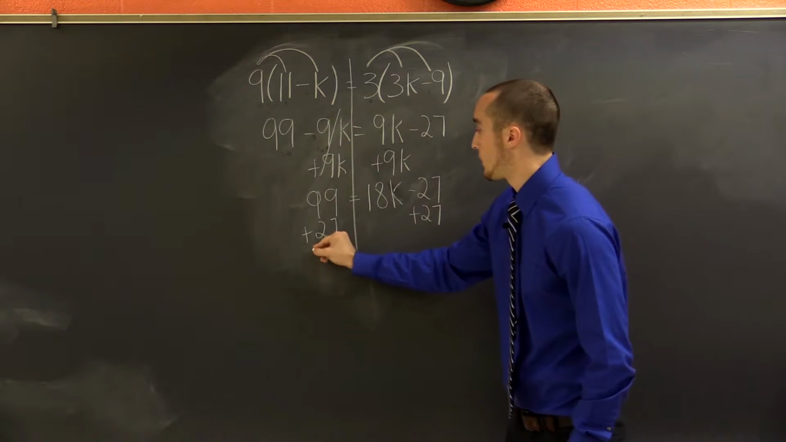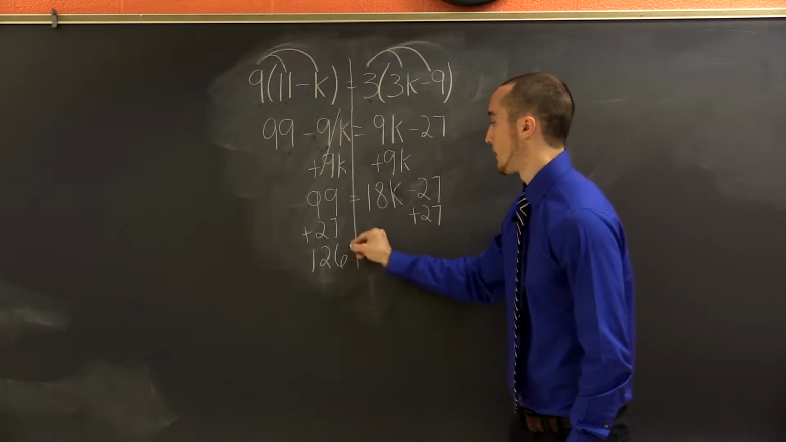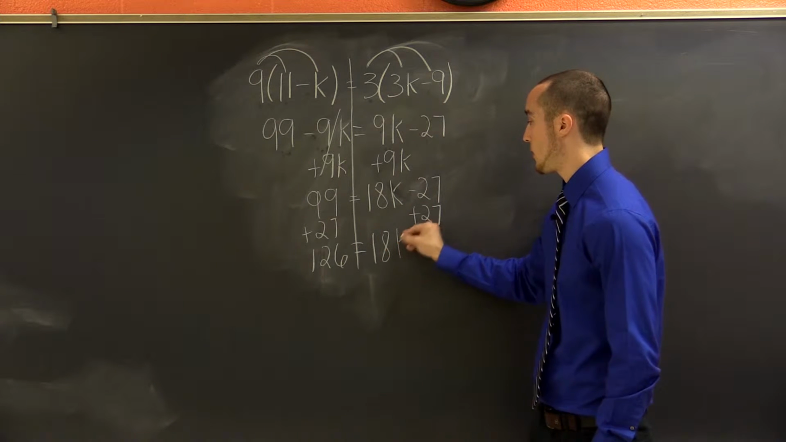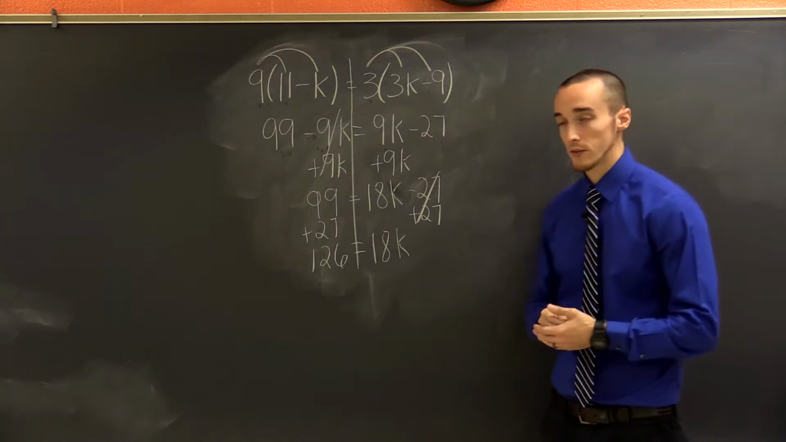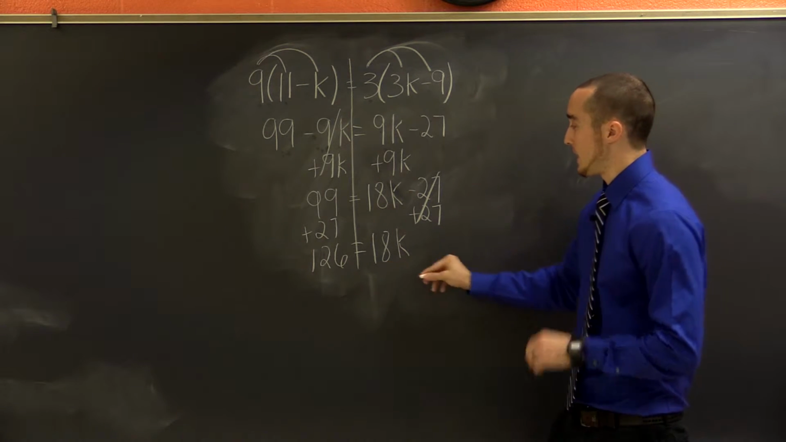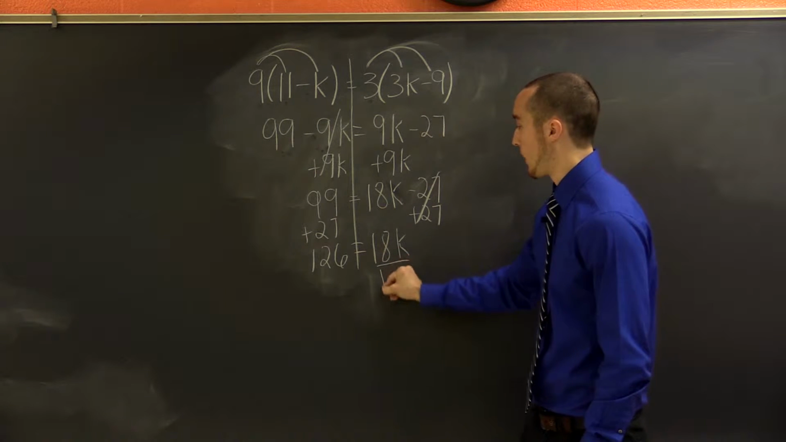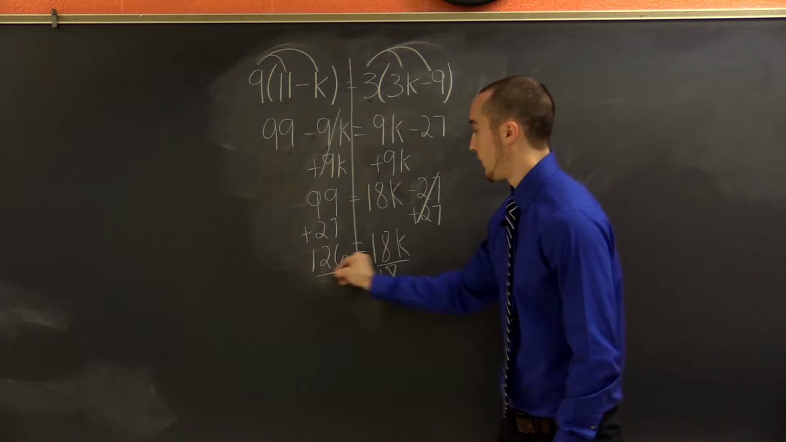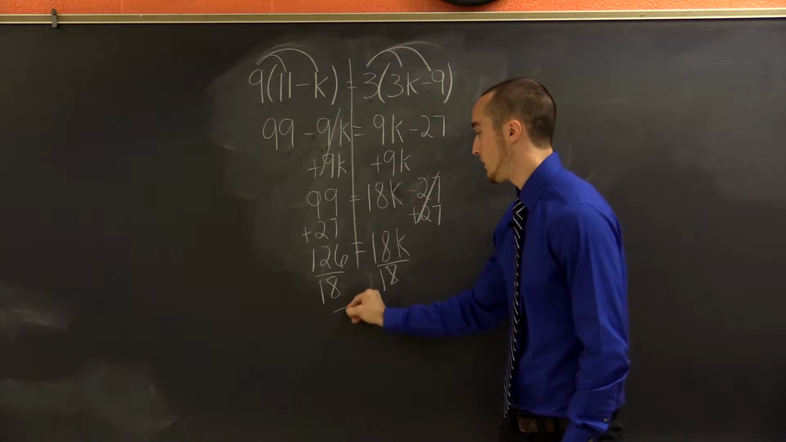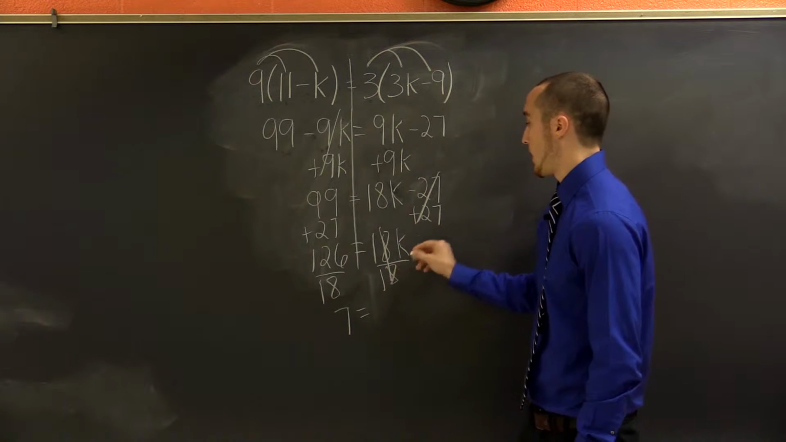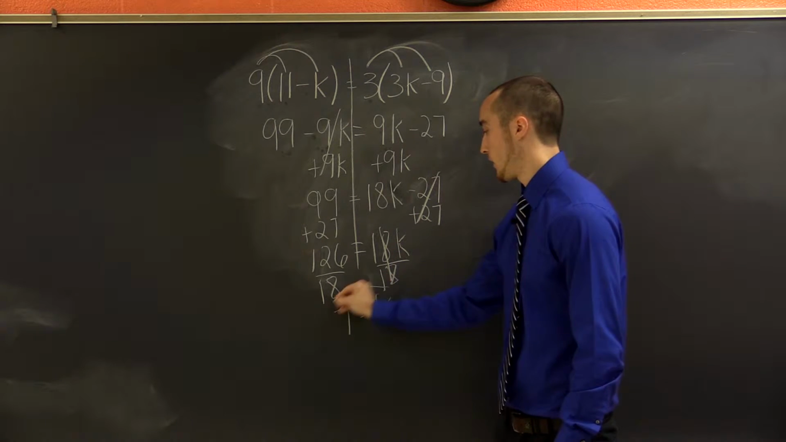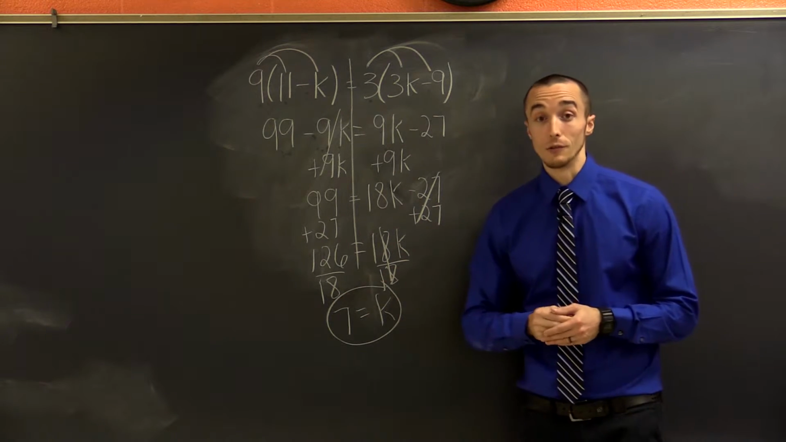99 plus 27 is 126. Can drop down the 18k since nothing has happened with it, and our 27's cancel. Okay, final step and then we're done. This is 18 times k. I can divide by 18, and that should be it. 126 divided by 18 is 7, and 18 divided by 18 cancels, so now we have a final answer of 7 equals k.